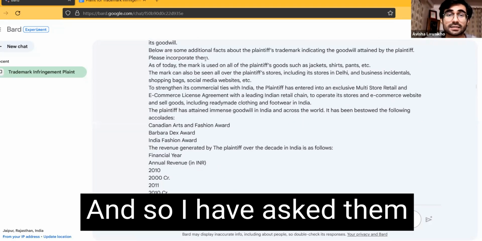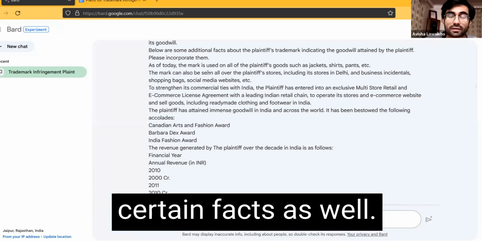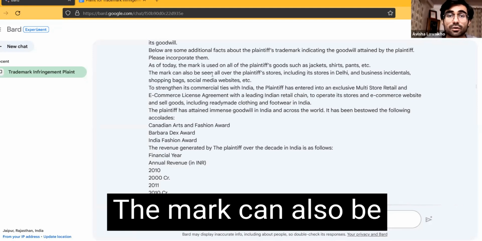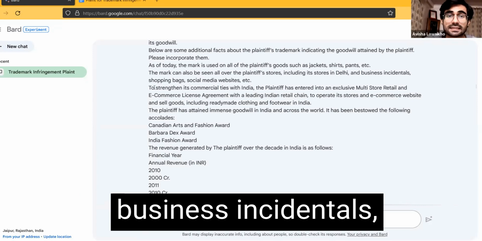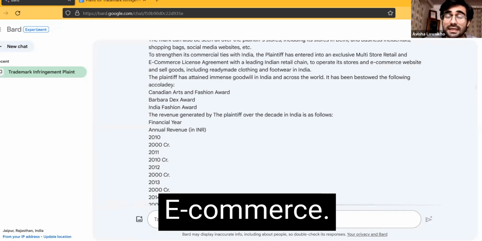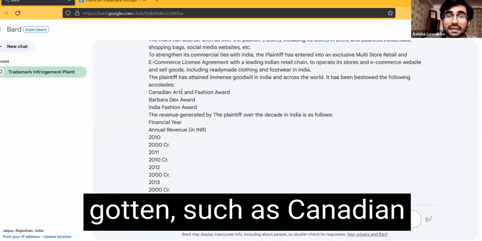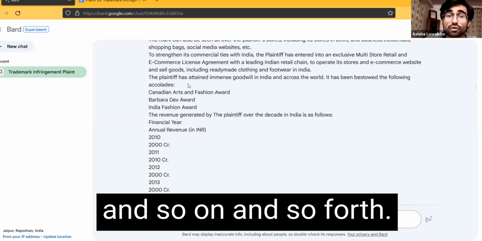And so I have asked them to incorporate these certain facts as well, right? The mark is used on all of the plaintiff's goods. The mark can also be seen all over the plaintiff's stores, including the stores in Delhi, and on business incidentals, shopping bags, social media, websites, and e-commerce. I have also talked about the accolades that the plaintiff's brand has gotten, such as the Canadian Arts and Fashion Award, Barbara Dex Award, India Fashion Award, and so on and so forth.